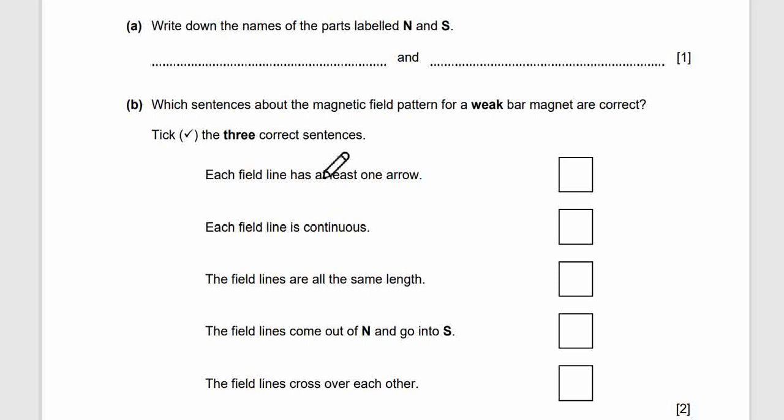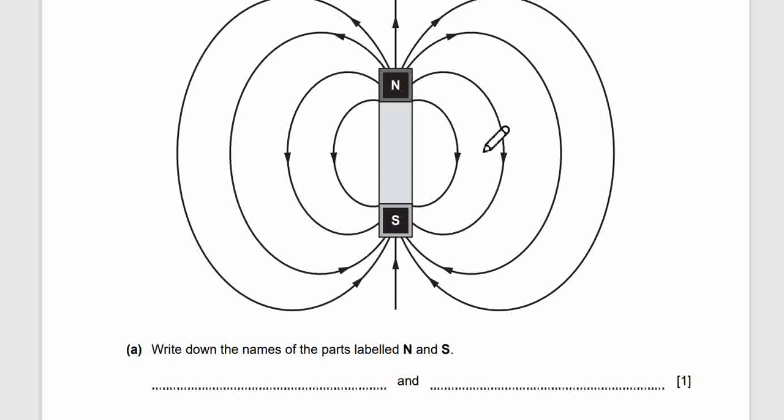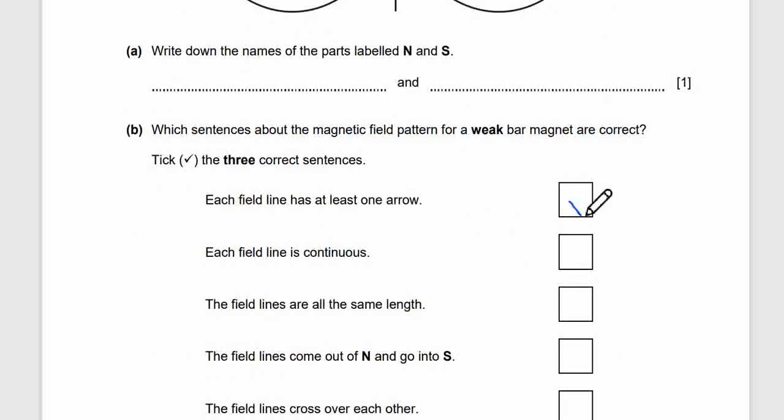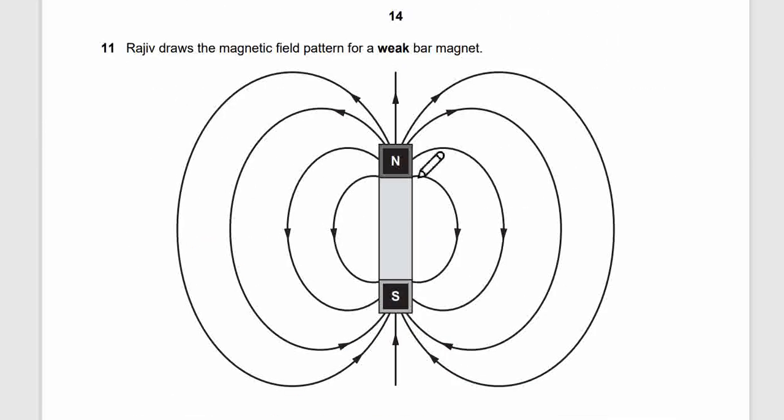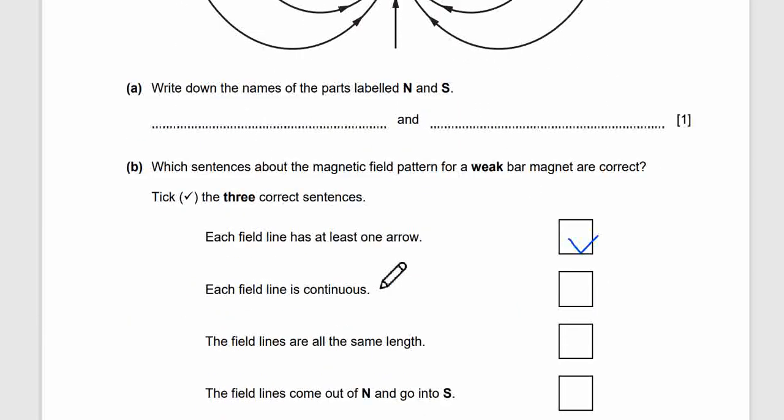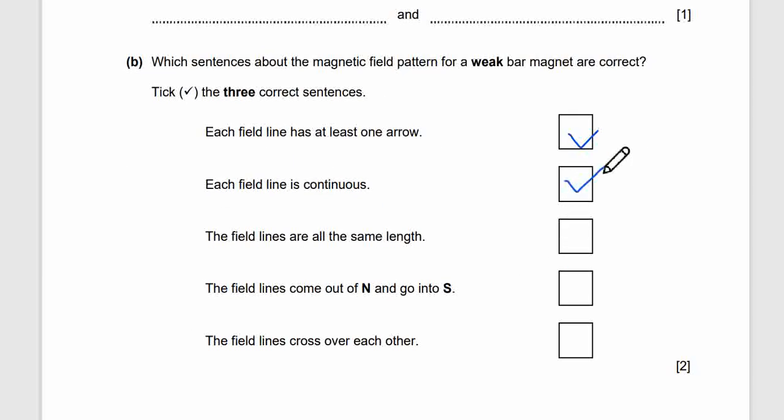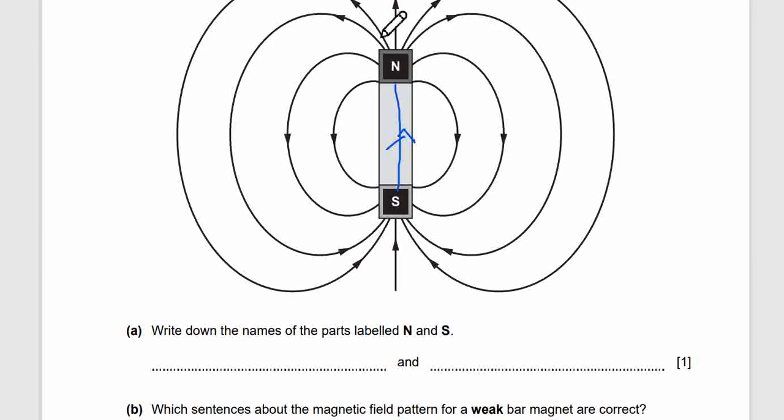Each field line has at least one arrow. Yes, there is one arrow and there are 2 arrows, so it should be correct. This field line is continuous. It's true, this is from here to here and goes up there. So it's a continuous path. It's a loop, a continuous path. So from here it goes and inside the magnet bar it continues. So it's a continuous path. Field lines are all the same length? No, this is shorter, this is longer.